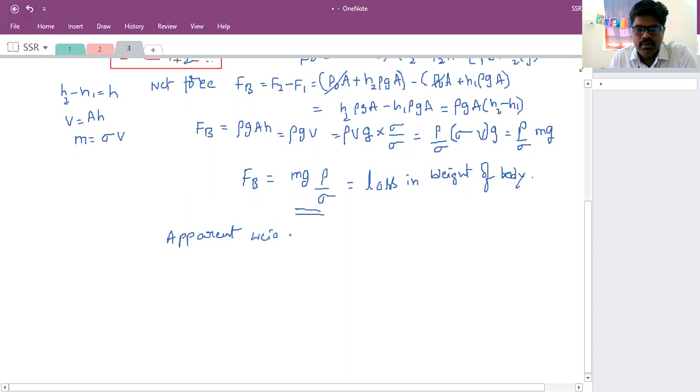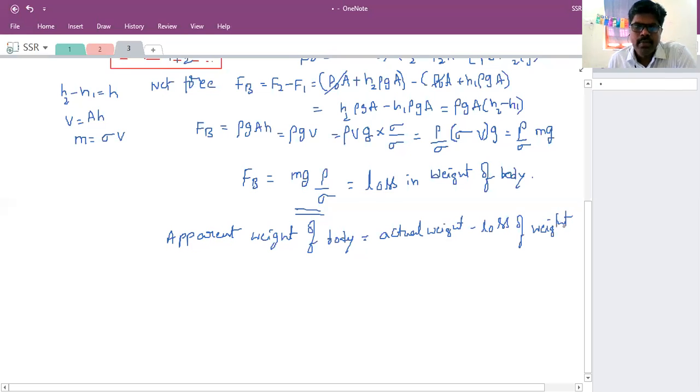Apparent weight of the body is equal to actual weight minus loss in weight, the loss of weight due to immersion in the fluid. So the actual weight is mg, where m is the mass, and the loss in weight is mg rho by sigma. That FB means the loss in weight of the body.